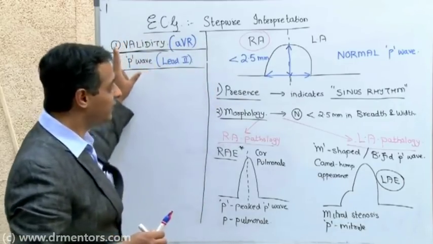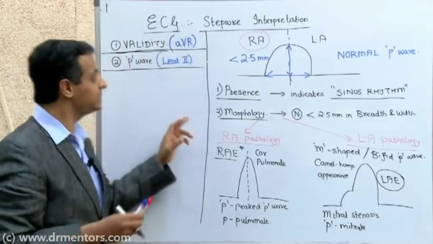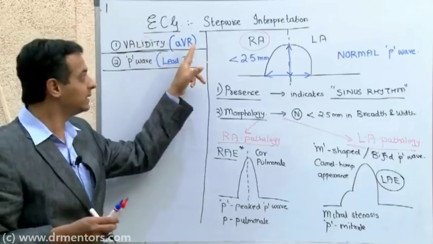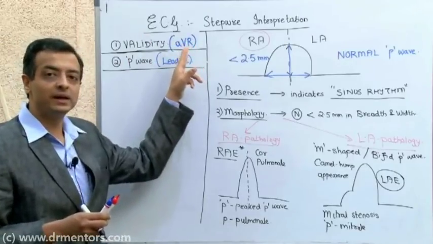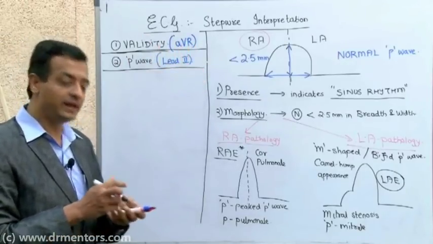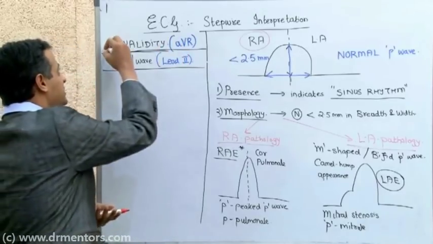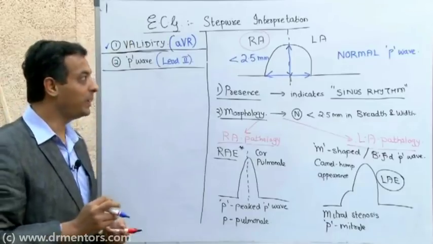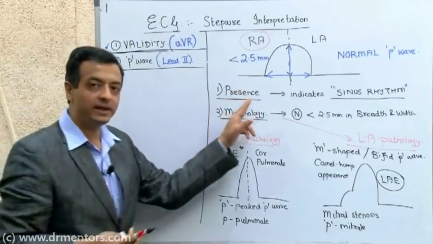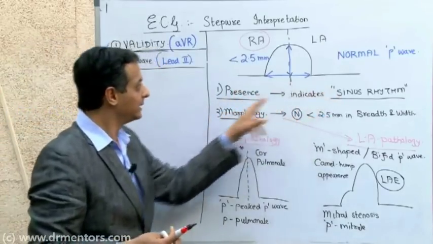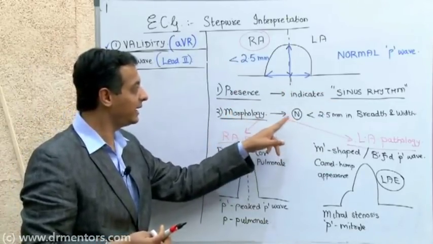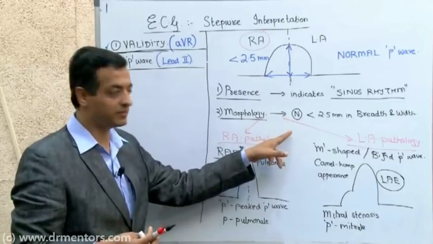So when we look at the first ECG, how do we read it? In lead aVR, the P wave is inverted, confirming normal lead placement. Once this step is done, I come to step number 2. In lead 2, P wave is present, indicating sinus rhythm. The P wave is normal in morphology, indicating normal atrial chambers.